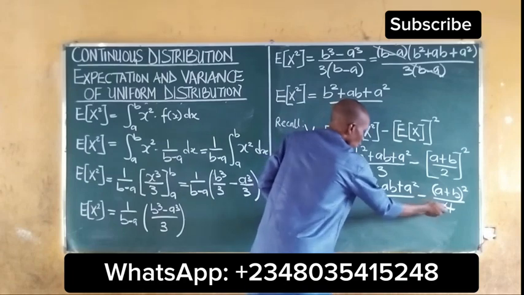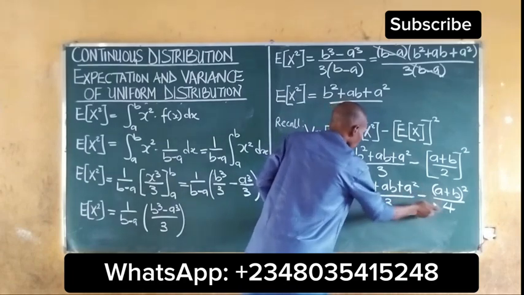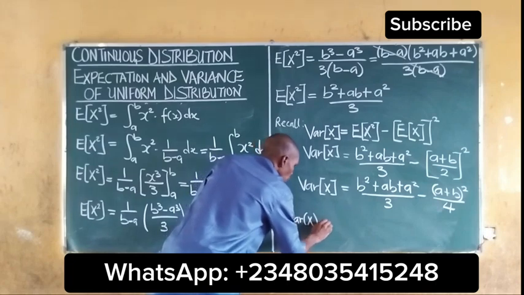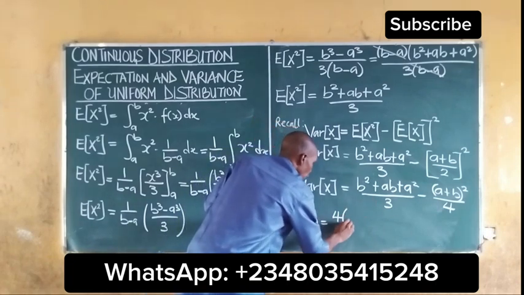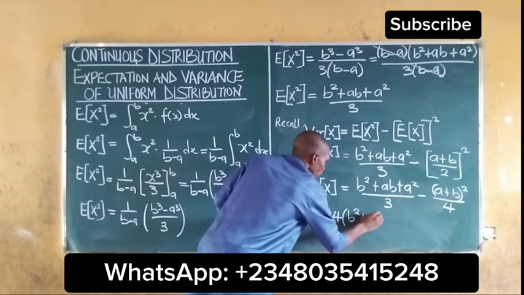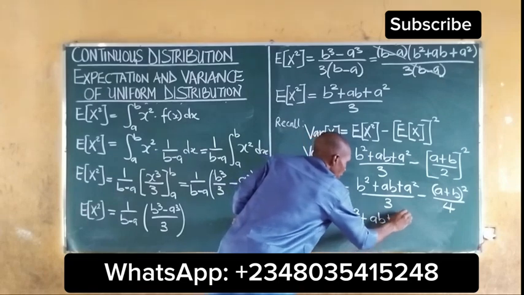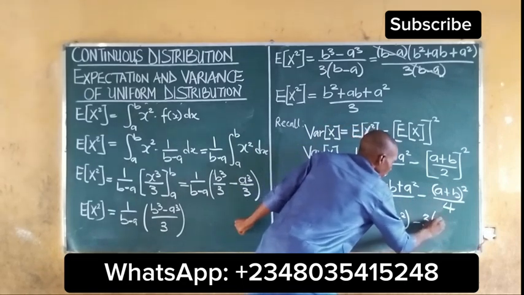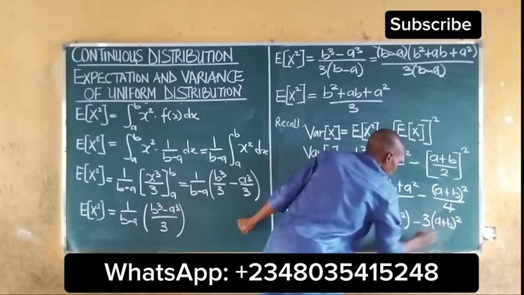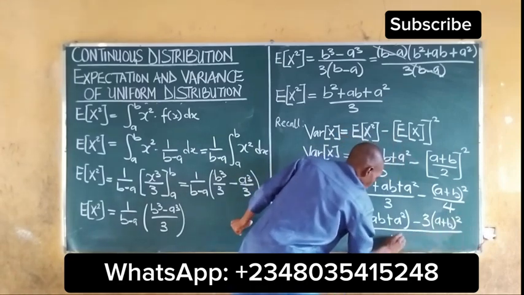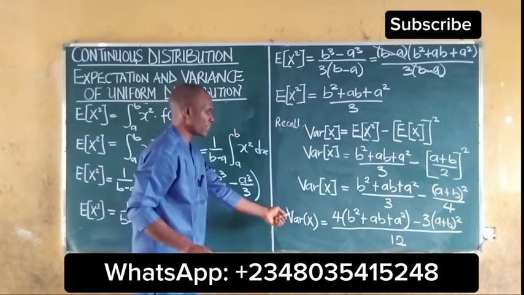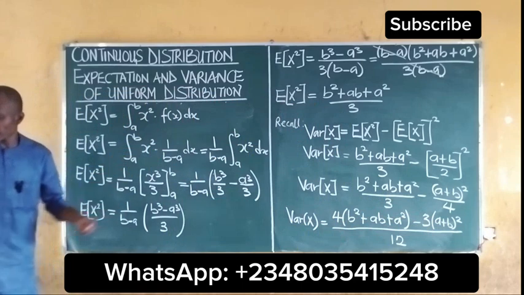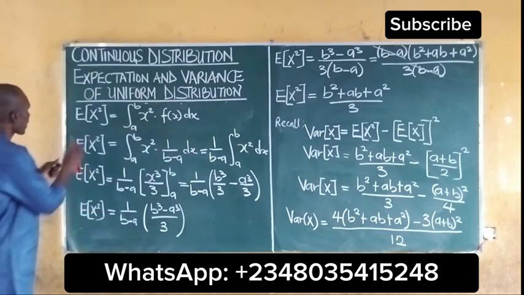Of course, we take the LCM of it. If we take the LCM, we multiply this. So we have our variance of x to be equal to 4 into b squared plus ab plus a squared minus 3 times a plus b squared all over 12. We still simplify, we open this bracket. So we move over to this side again.